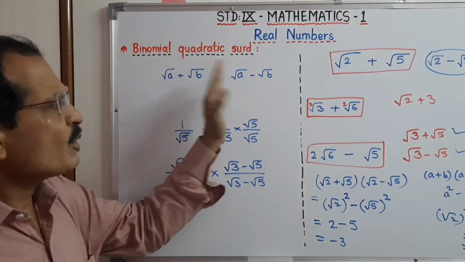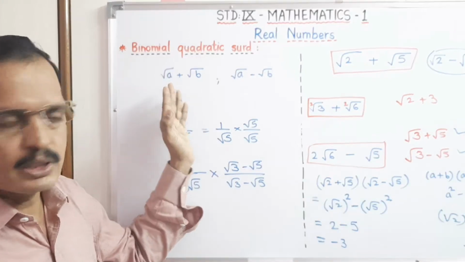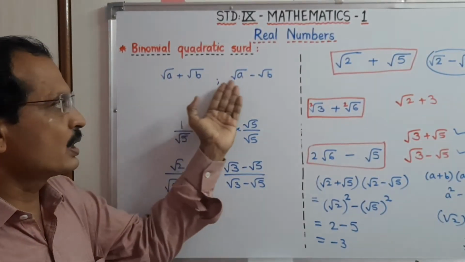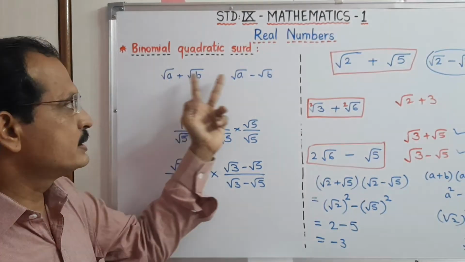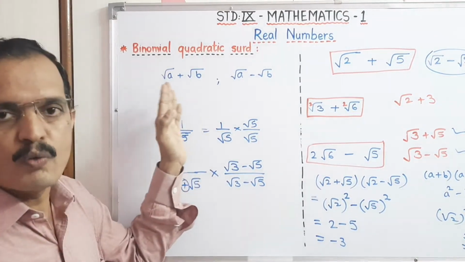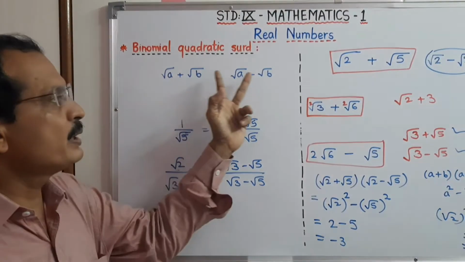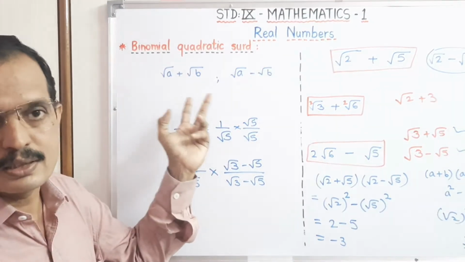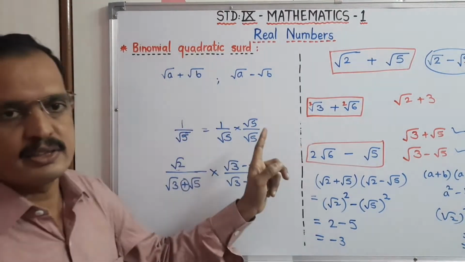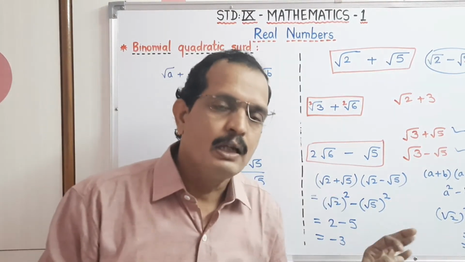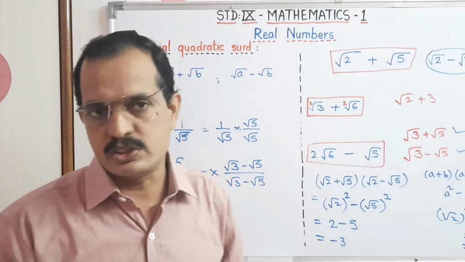They are joined with plus or minus sign. Then we can find out the conjugate pair of each other, and these conjugate pairs are called the rationalizing factors of each other. Because if we multiply these two, then we will get the answer as a rational number. Therefore, conjugate pairs of binomial quadratic surds are called rationalizing factors of each other.